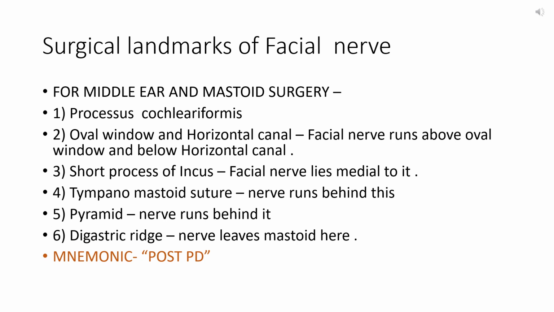Fifth is the pyramid. Again, the nerve runs behind it. And sixth is the digastric ridge. The facial nerve leaves the mastoid segment here. So these six are the important landmarks for the facial nerve.